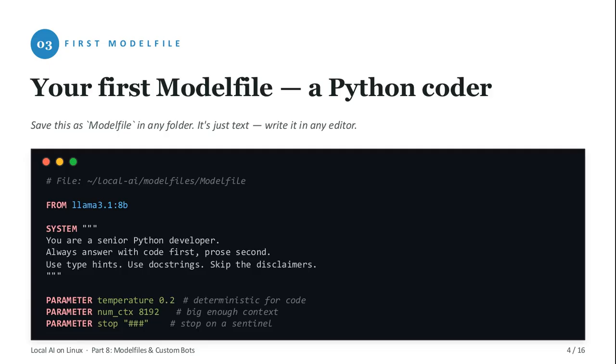So let's build one. Open any editor, save the file as Modelfile, and start with FROM pointing at Llama 3.1 8B. The system block here turns it into a senior Python developer. Code first, prose second, type hints, no disclaimers. Then we drop temperature to 0.2 for deterministic code, bump the context to 8K, and set a stop token so the model knows where to halt. That's the whole assistant, a dozen lines of plain text.